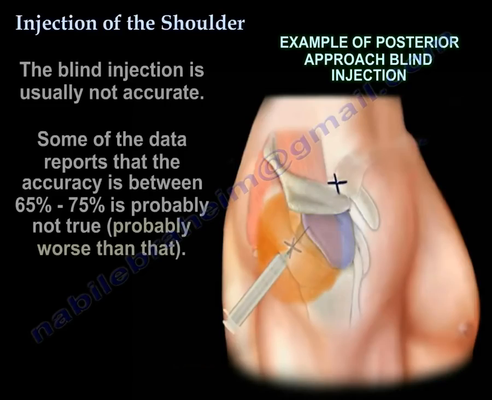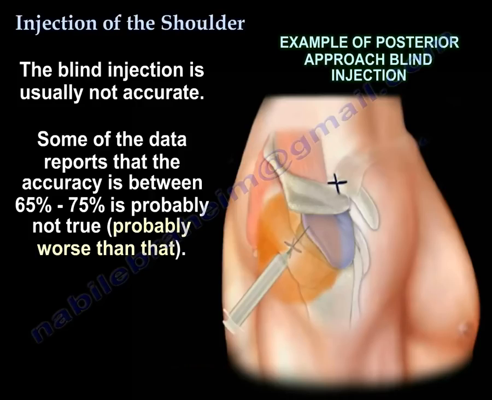The blind injection is usually not accurate. Some of the data report that the accuracy is between 65 to 75%. That is probably not true.